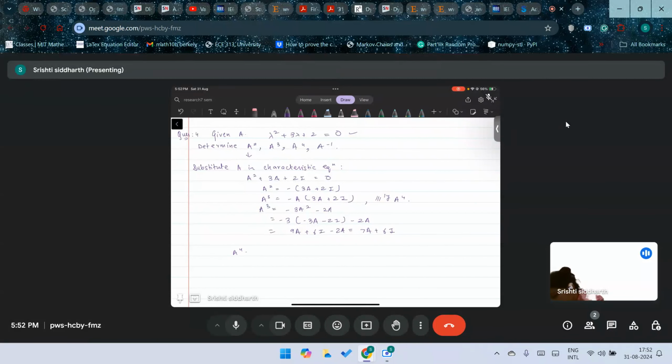So A4 is now A times A cube. So we have this expression. Let's compute this. 7A square plus 6A, and let's substitute A square from the characteristic equation. This is minus 3A minus 2I plus 6A.